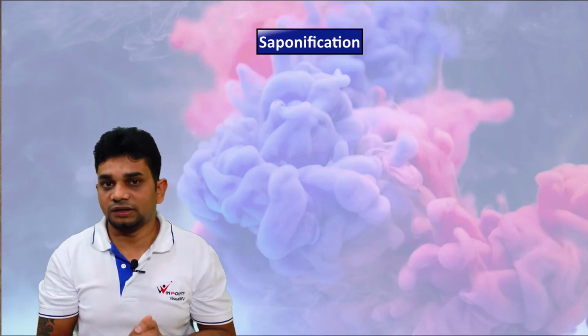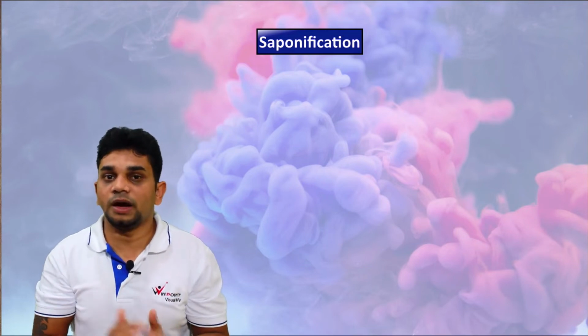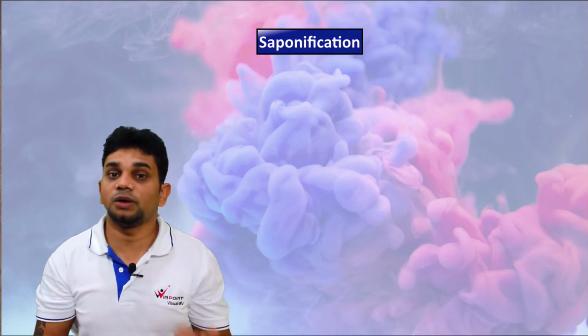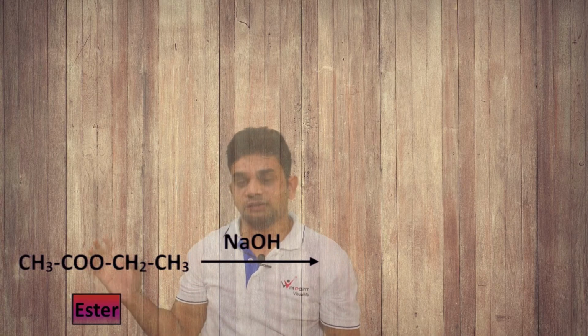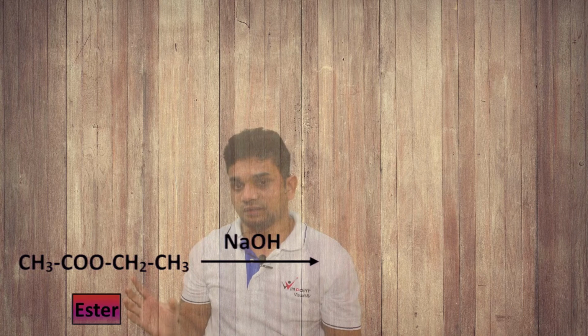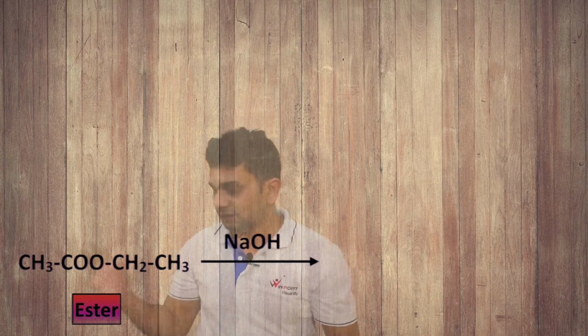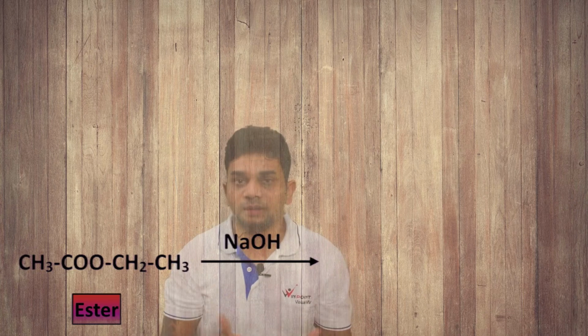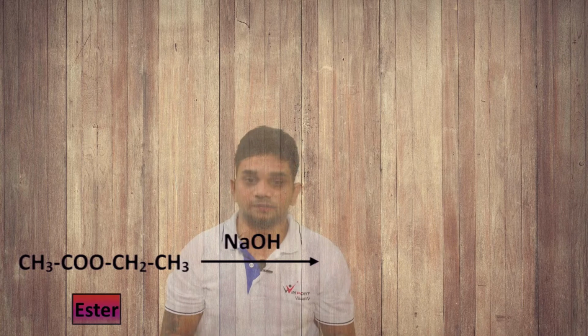Saponification. Now we got an ester, right? CH3COOCH2CH3. We are going to add sodium hydroxide into that. So here we are taking that ester, CH3COOCH2CH3, plus NaOH. This is ester and this is NaOH. What is going to happen in this reaction? Just the opposite of esterification.